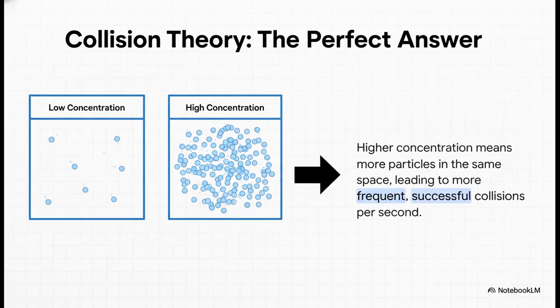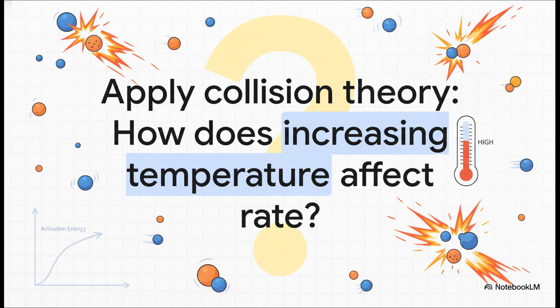It's a recipe. First, you say that higher concentration means more particles are packed into the same volume. That leads to collisions happening more frequently. Now, for the 5-star, top mark answer, you need to add one more little detail. It leads to more frequent successful collisions per second. That means collisions where the particles have enough energy, that activation energy we talked about. Okay, so you've absolutely nailed how concentration affects reaction rate.